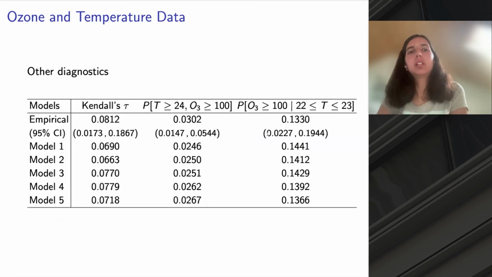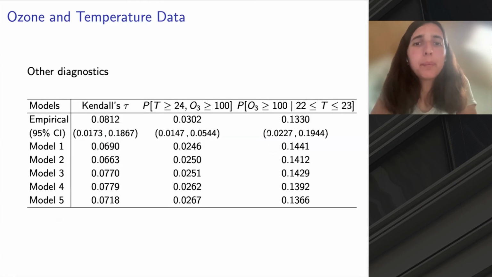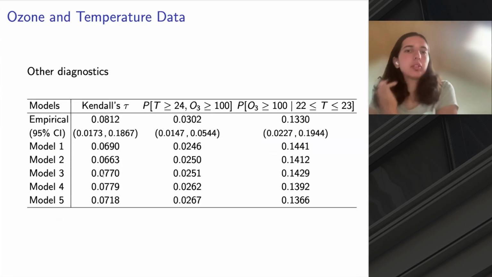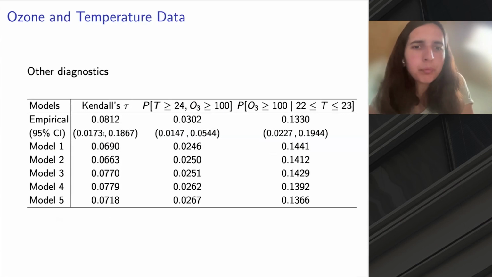We also computed some other diagnostics. So we have the Kendall's tau, the overall correlation of the data, compared with the empirical and the 95% confidence interval. And we can see that all the 5 models, these are the 5 models with the second weighting function, are within the confidence interval.